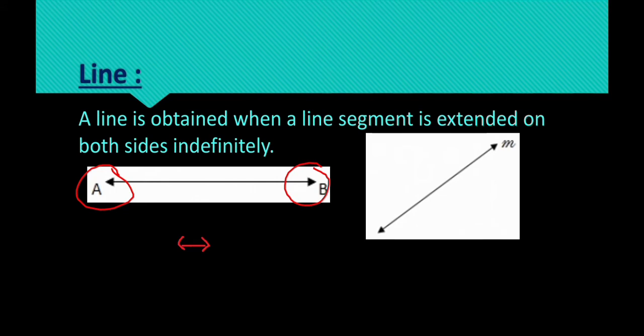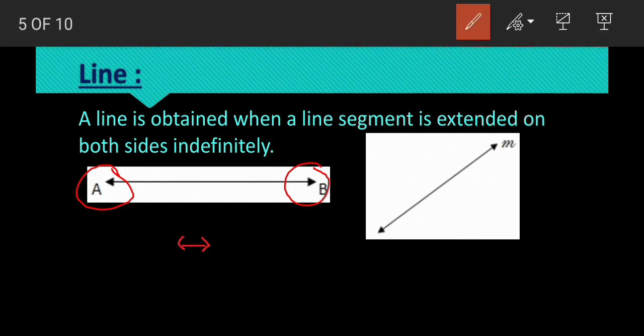And here is another line. The first line is represented with the help of two capital letters. We can represent a line with the help of a small letter also, that is a single small letter. Here I have taken m. This m represents this line.